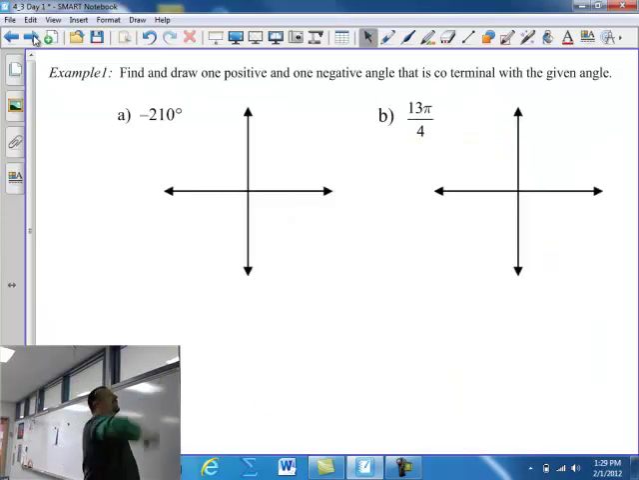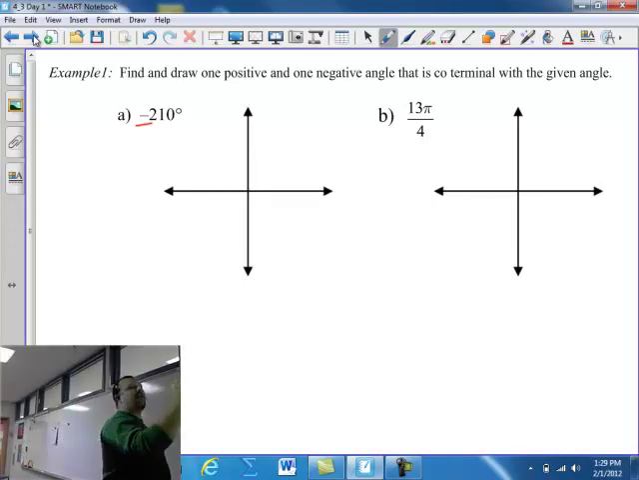Let's try this. How does this work? I have to find and draw one positive and one negative angle that is coterminal with the given angle. So negative 210 degrees. First of all, it's negative, so which way do I go? Clockwise, which in my case is down. So if I'm here at 0, I'm going to go down 90, 180, and then I go 210, which should put me about right here.